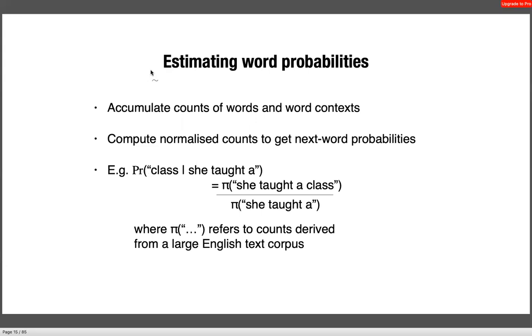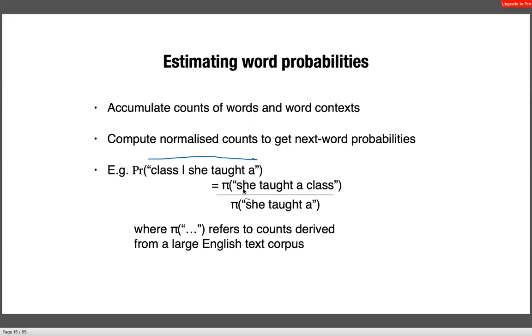So I want to find the probability of class given sheet order, which is an example which appeared in an earlier slide. Then this would involve the following computation, which is the counts for sheet order class appearing together, divided by the total counts of sheet order, which is the word history for class. So this is the normalized count corresponding to class given sheet order. And this would be your probability. This would be your estimate of predicting the word class given the word history sheet order.